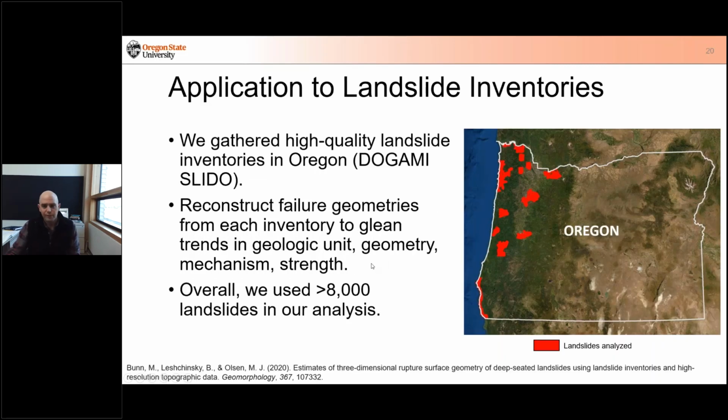We use this technique on our landslide inventory here in the state of Oregon, mapped by DOGAMI. That's our geological survey, and they do a fantastic job of mapping landslides, particularly after we started mapping the state with LiDAR. So all of the landslides we use have been mapped using LiDAR, bare earth DTMs, and we can use the given polygons from this database, scarps, deposits, the likes, as well as the topography, to reconstruct those failure geometries and the source areas from each one. Start to look at trends and strength with geometry, mechanism, geologic unit. And in the end, we did this for about 8,000 landslides. It took a while. The computer was humming.